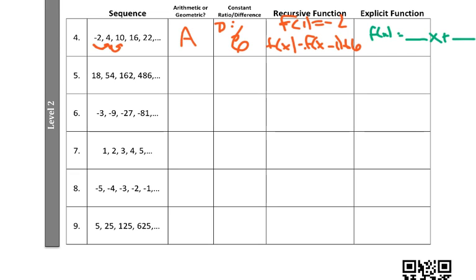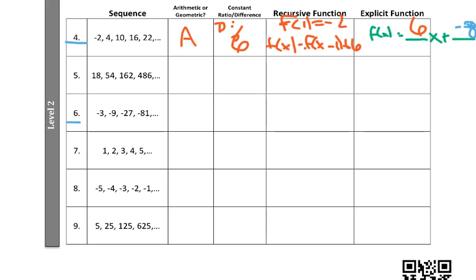So in this example, we're adding 6, so this would be 6x plus the 0th number. So I need to subtract 6 from -2. So -2 minus 6 is -8. So my explicit function here is 6x plus -8, or you could write 6x minus 8 also, if that's what you prefer.